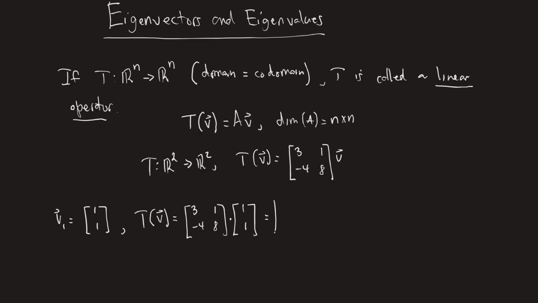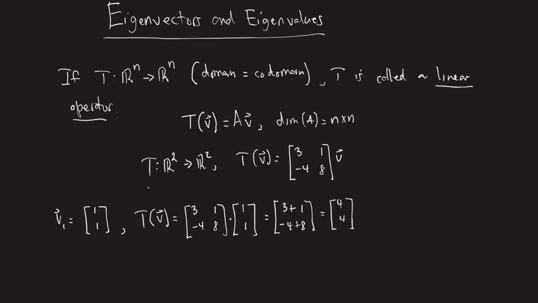Let's do our matrix multiplication. If we do our first row with that single column, we have 3 times 1 plus 1 times 1, so that's 3 plus 1. Then the second row with that column gives us negative 4 plus 8. Simplifying, we get 4 and 4. That's kind of interesting. We start with the vector 1, 1, and when we operate on it using this operator, we get the vector 4, 4.